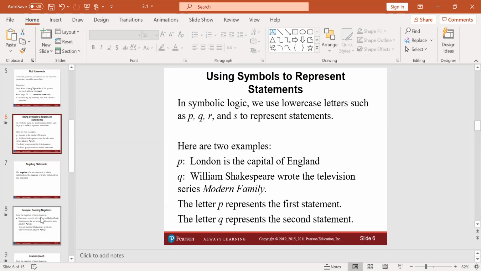Yeah, exactly. It's just arbitrary. For this particular example, P and Q are the statements: London is the capital of England, P; William Shakespeare wrote Modern Family, Q. But in another example, we might have 3 different statements. And it's just to differentiate them. It doesn't even matter that one's first, second, or third. It's just kind of consequential. Exactly, just like variables. That's pretty much really all it is.